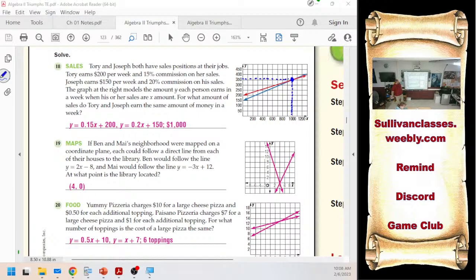Tori and Joseph, they have sales positions. They earn this much per week in commission. Y'all know what commission is, right? Or maybe you've heard it before, but you're not really sure what it is. You ever walk into Best Buy? You're in this aisle, and someone comes up to you like, hey, can I help you find anything? Like, no, I'm good. Not 3 minutes later in the next aisle over, hey, can I help you find something? You know why they're that pushy? They work on commission. Commission is the more that they sell you, the more money they get.